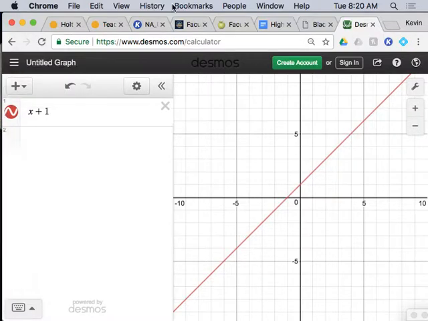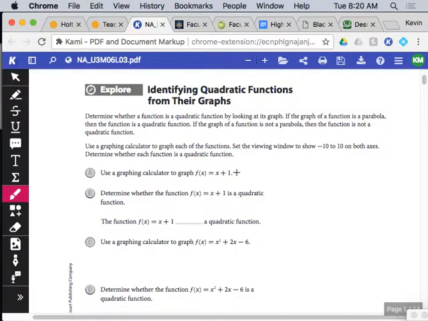But what else do I know about this that makes it not a quadratic function? What does it not have? X squared term. So this is definitely not a quadratic function. And we know that for 2 reasons. 1, because it doesn't have the x squared term. And 2, because the graph is not a parabola. Does that make sense? Okay.